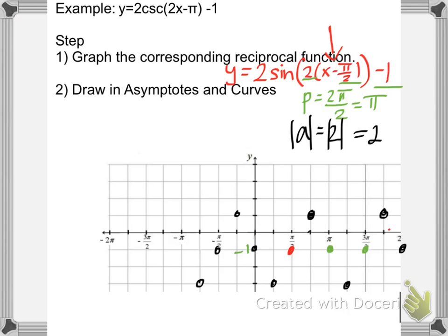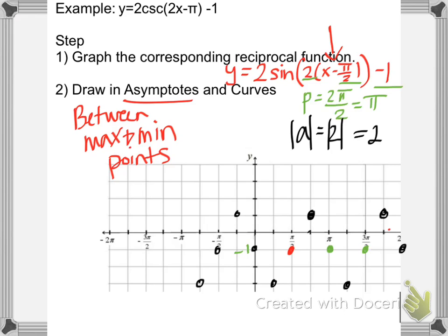Now we're going to draw in cosecant. Cosecant will have asymptotes and curves, and first of all, the asymptotes are between the maximum and minimum points. So if I go right in between the max and min, I would end up having the following asymptotes. Those are in the middle. The black points that I've not drawn the asymptotes through are the max and min, and I went right between them to draw in the asymptotes.